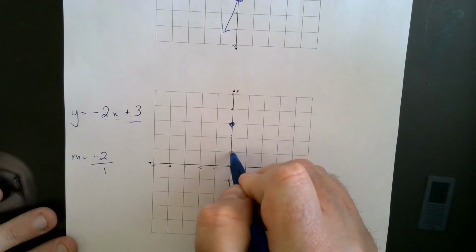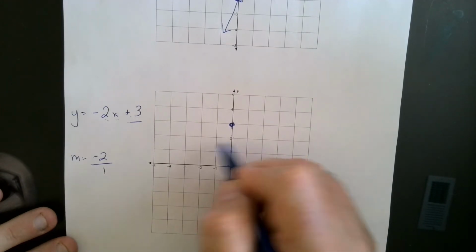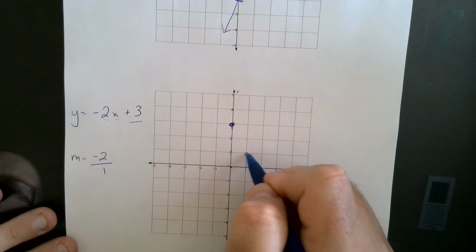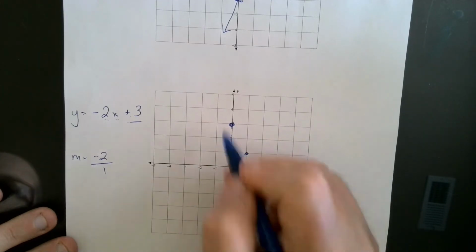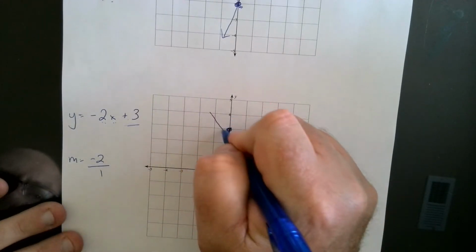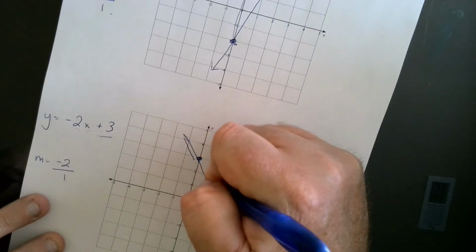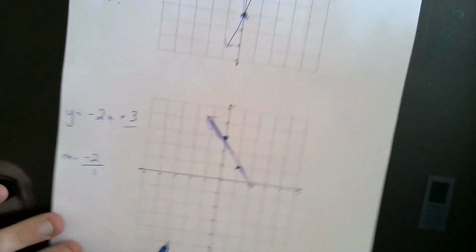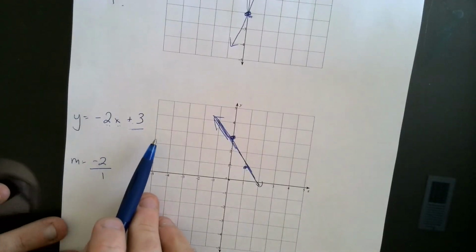And then we're going to run either to the right or to the left. Well, it's a positive 1, so we're going to go to the right 1 time. So we put our dot there. We went down 2, right 1. And we're going to send a line through those. And there is the graph of y equals -2x plus 3.